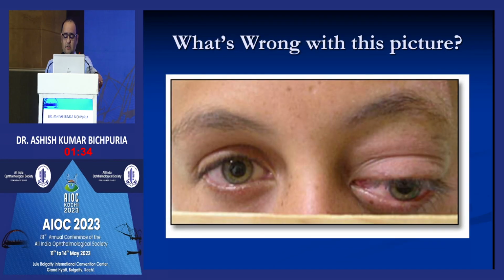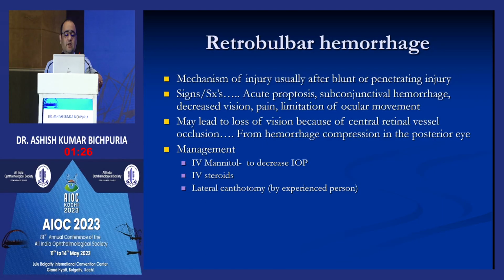This is a case. You can see the restricted movement and eccentric proptosis. This is a case of retrobulbar hemorrhage. The mechanism usually involves blunt or penetrating injury. Signs and symptoms: acute proptosis, subconjunctival hemorrhage, decreased vision, pain, limitation of ocular movement. May lead to loss of vision because of central retinal artery occlusion. So management is IV mannitol, IV steroid, lateral canthotomy.